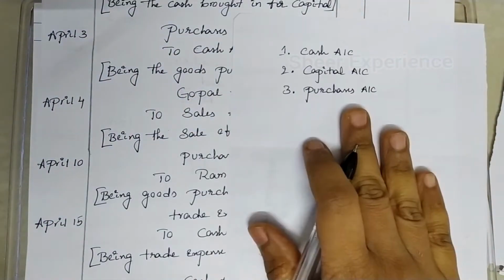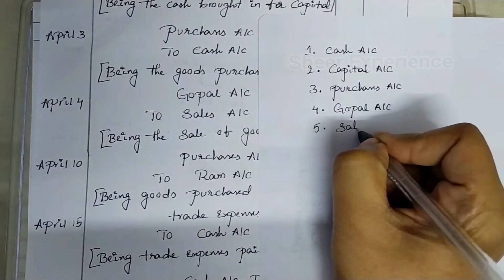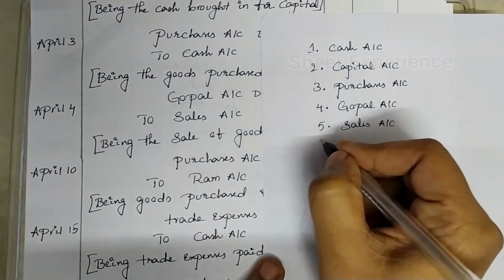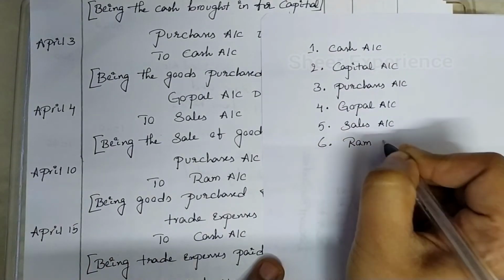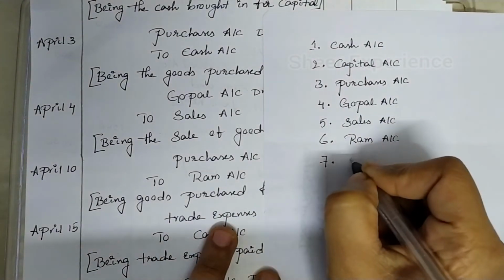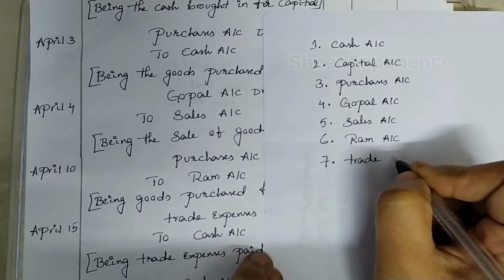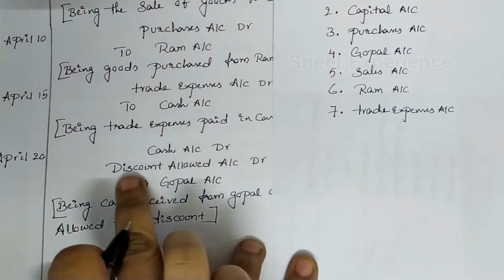Next we have Gopal account and sales account. Next we have Ram account and purchase account. Here purchase account is repeating again. So we need to consider only once. We have already listed this account. So we will not write this account again. Next we have trade expenses account and cash account. Cash is already listed. So we will mention only trade expenses account.